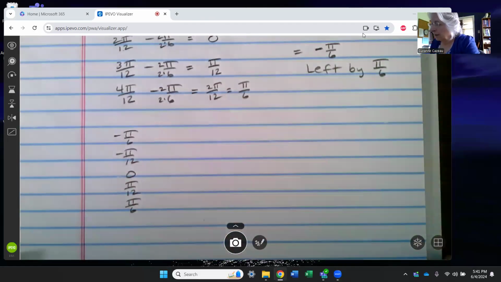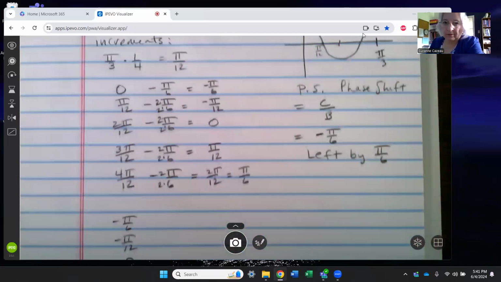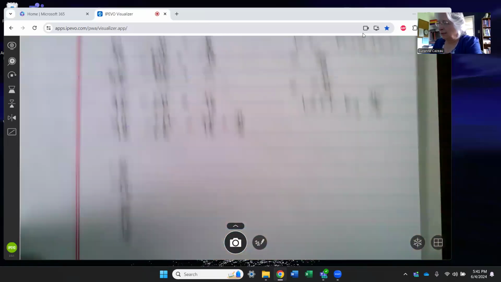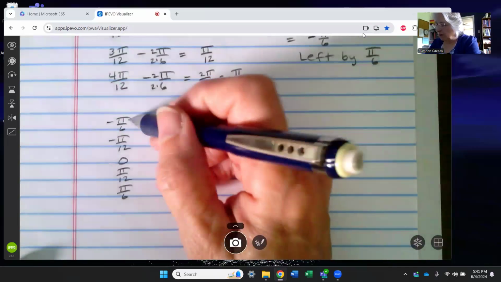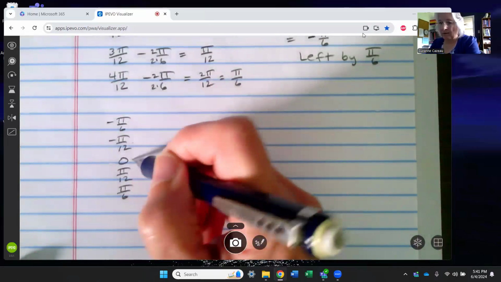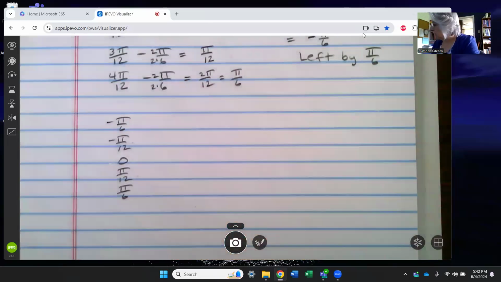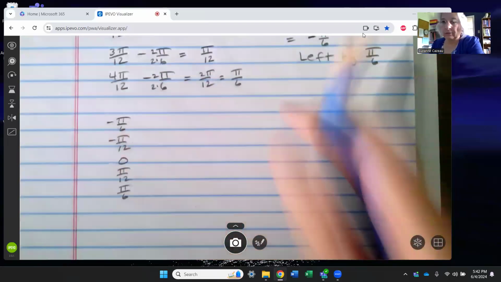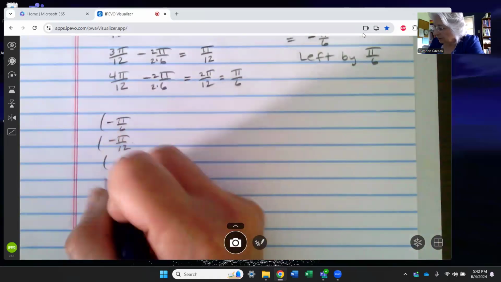Okay. And because those were our increments up here, that should mesh with what we got up here. From here to here is pi over 12. From here to here is pi over 12. Here to here, pi over 12, and so on. Okay, so that should mesh. So those are our x values. And now what we're going to do is figure out what the y values are.